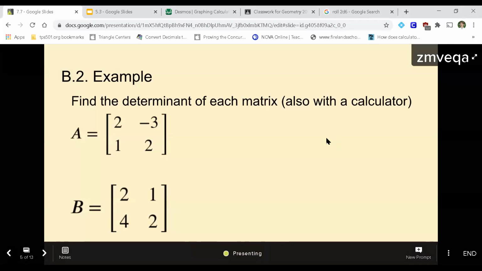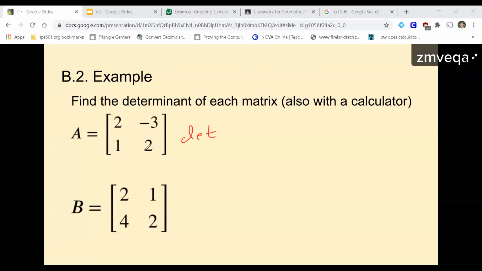Okay, I think we're ready to move on. So let's do it. To find the determinant of this matrix, I'm going to do 2 times 2 minus 1 times negative 3, which I believe is 4 plus 3. So that's 7. Yay! See? Not too bad.